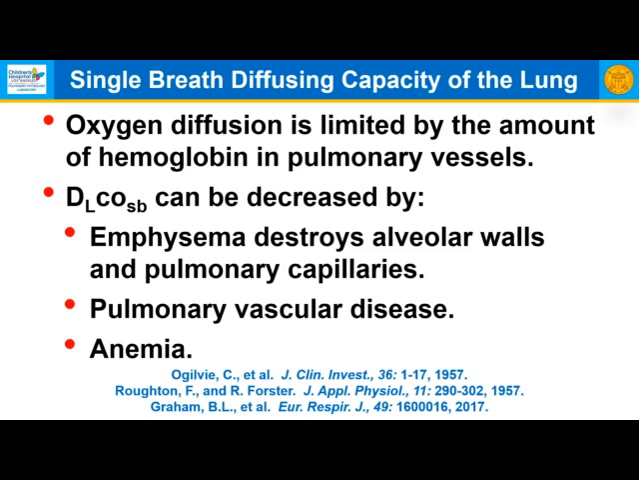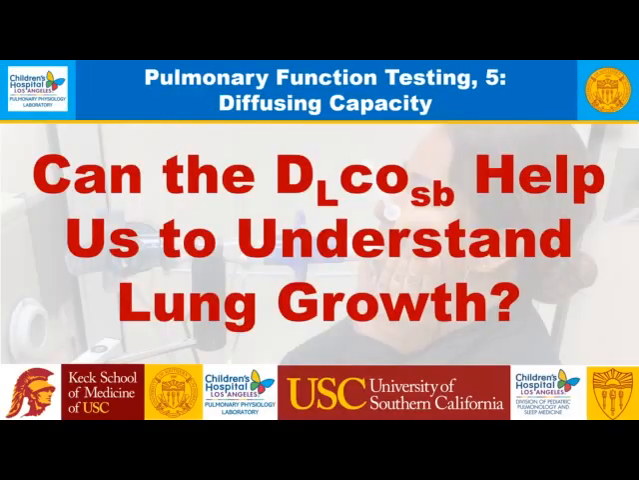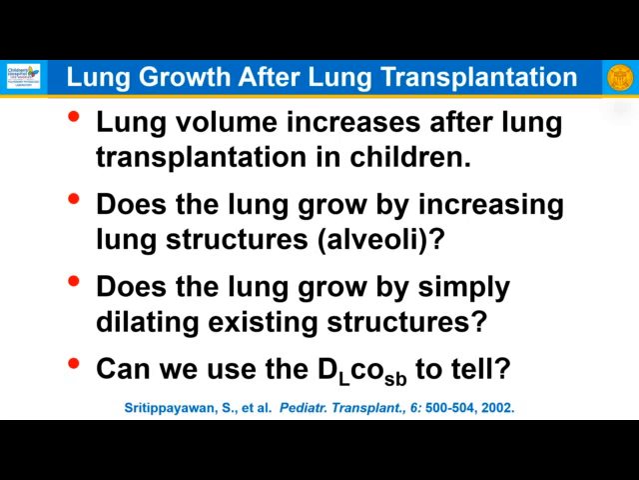And the single breath diffusing capacity of the lung for carbon monoxide can be decreased by emphysema because it destroys alveolar walls and pulmonary capillaries, decreasing the amount of hemoglobin in the lung. Pulmonary vascular disease, which also destroys pulmonary capillaries, or anemia, which does not destroy lung but has less hemoglobin in the lung at the time the test is done, can also decrease it. Can the single breath diffusing capacity help us to understand lung growth? So this was an interesting situation.